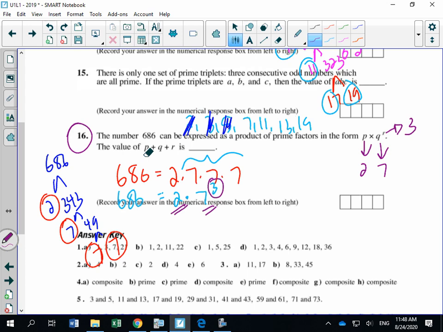And now what they want me to do is, what is P plus Q plus R? So 2 plus 7 plus 3 is your answer. So I'll say 2 plus 7 plus 3, and my answer is 12. So P plus Q plus R is 12.